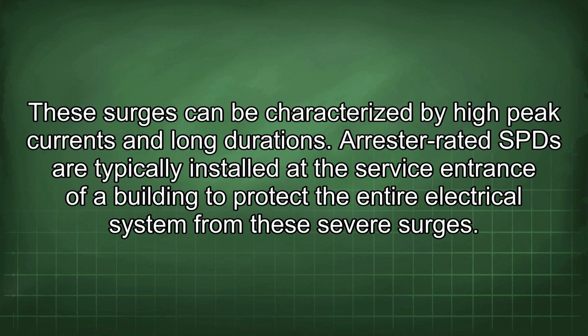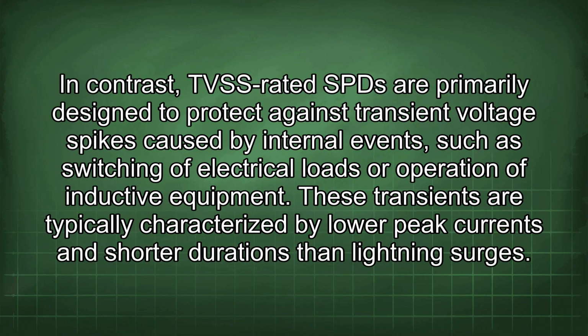These surges can be characterized by high peak currents and long durations. Arrestor-rated SPD are typically installed at the service entrance of a building to protect the entire electrical system from these severe surges. In contrast, TVSS-rated SPD are primarily designed to protect against transient voltage spikes caused by internal events such as switching of electrical loads or operation of inductive equipment.